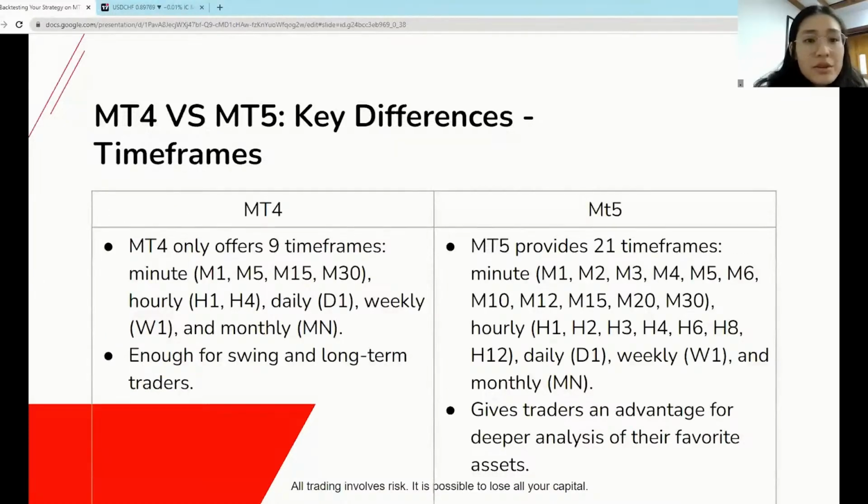Okay, timeframes. We mentioned this earlier, but how exactly can you determine whether 9 timeframes or 21 timeframes is better for your trading strategy? 9 timeframes should be enough for swing and long-term traders, whereas 21 timeframes just gives traders an advantage for deeper analysis of your favorite assets.